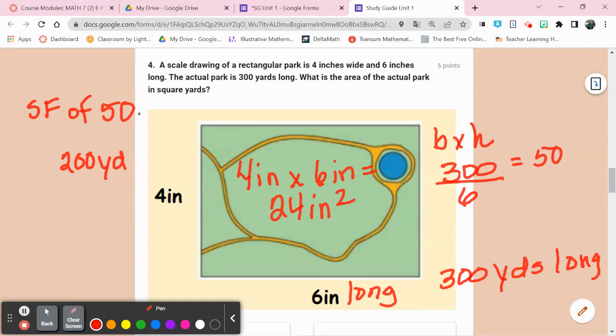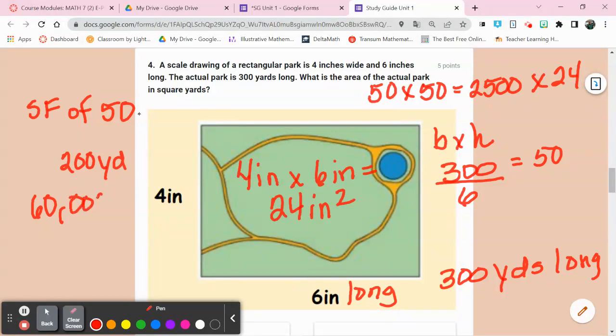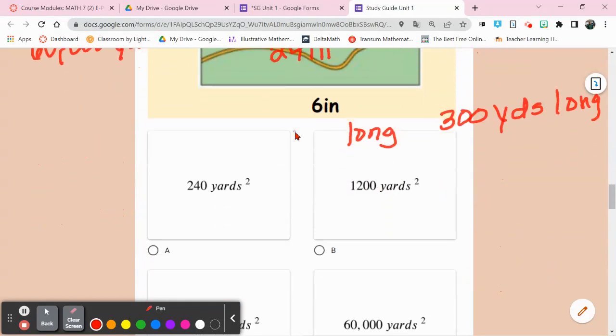That's one way. The other way is to take the scale factor and multiply it times itself 2 times, which is 2,500 times bigger, and 2,500 times 24, the old area, gives us the same answer as 200 times 300, which is 60,000 yards squared. Should be doing this on scratch paper, okay? Scratch paper. All right, let's go find that answer.